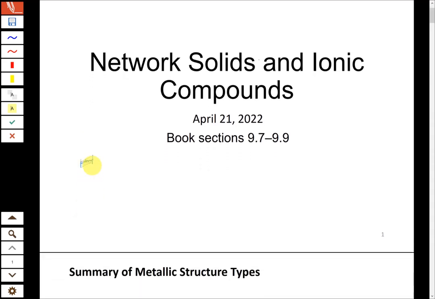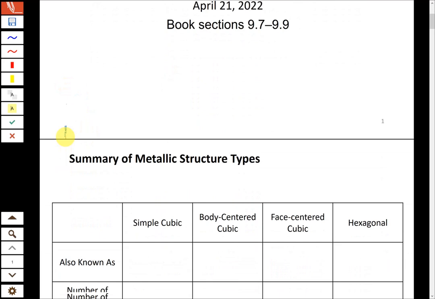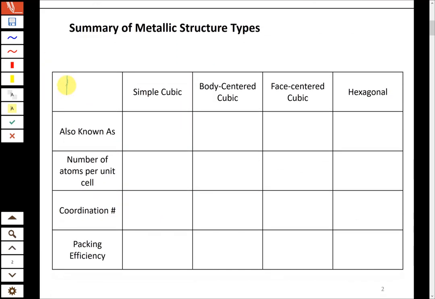All right, so we're going to start today by just reviewing a little bit what we learned last time, which are the structures of metallic solids. So we talked about 4 structure types. The 3 that you should definitely know the most about are the cubic ones. They're the most easy to visualize and things like that. But we also talked a little bit about hexagonal.